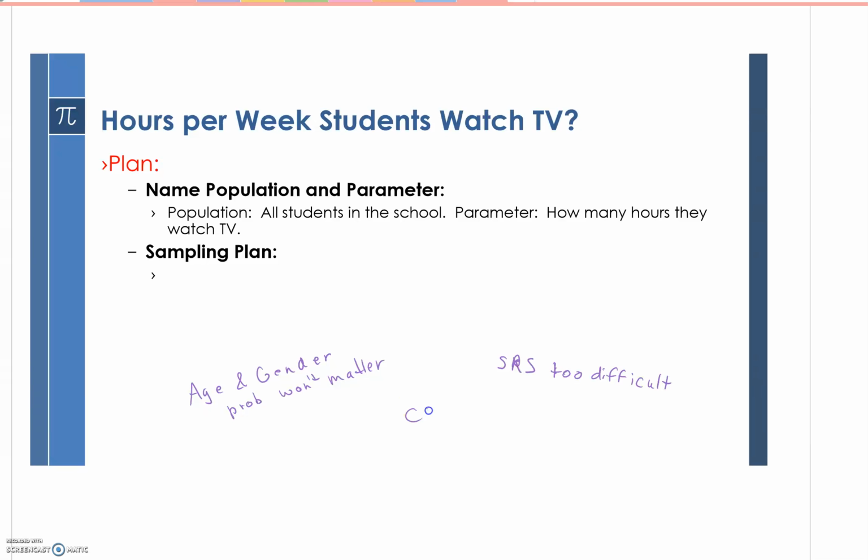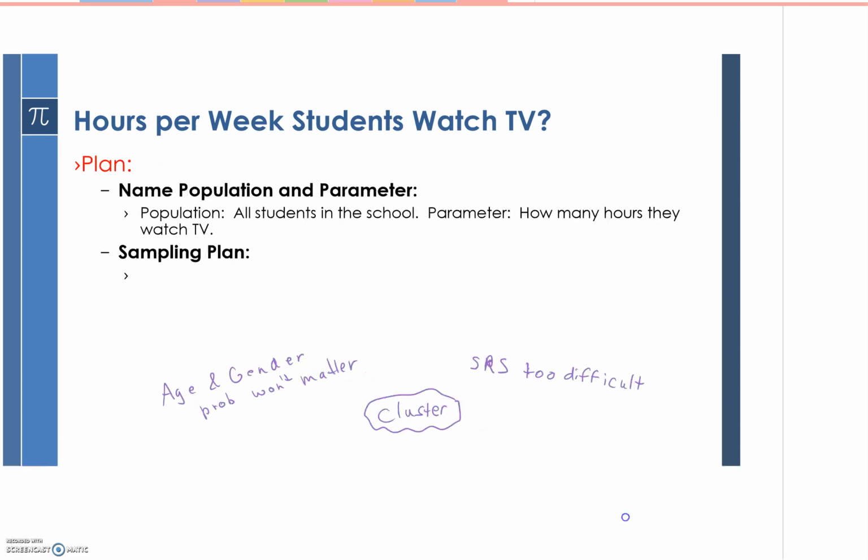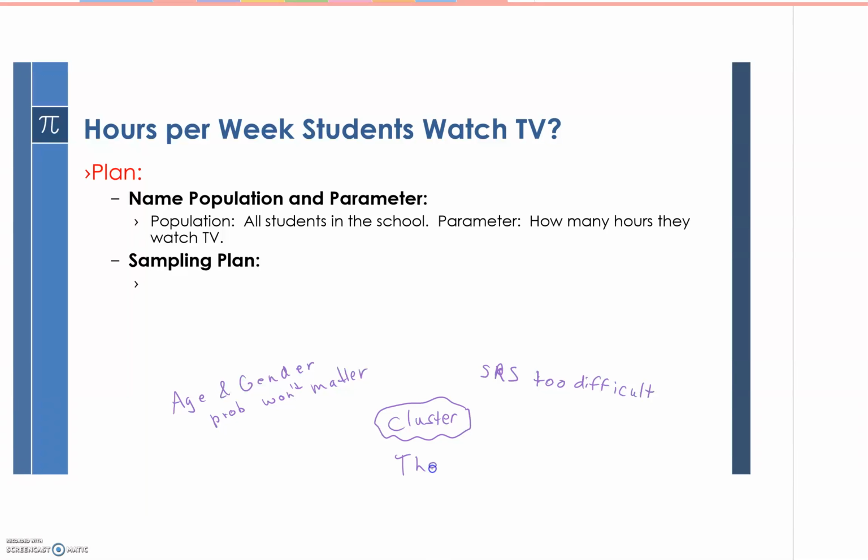Since students are just broken into classes naturally, I think a cluster might be the easiest way to do it. And we've discussed different types of classes before. All the students in Providence every year have to take theology. So I think choosing theology classes might be the easiest for me.